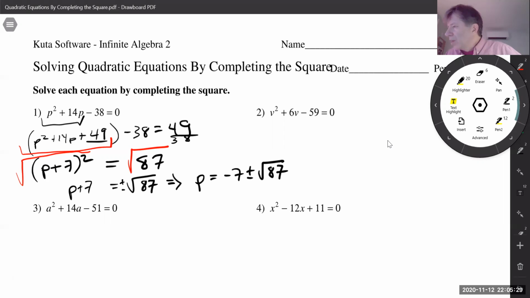And so if I plugged in minus 7 plus radical 87 into my original equation, I would get 0. If I plugged in minus 7 minus radical 87 for p, I would also end up with 0, a true equation. Okay. Let's do one more.